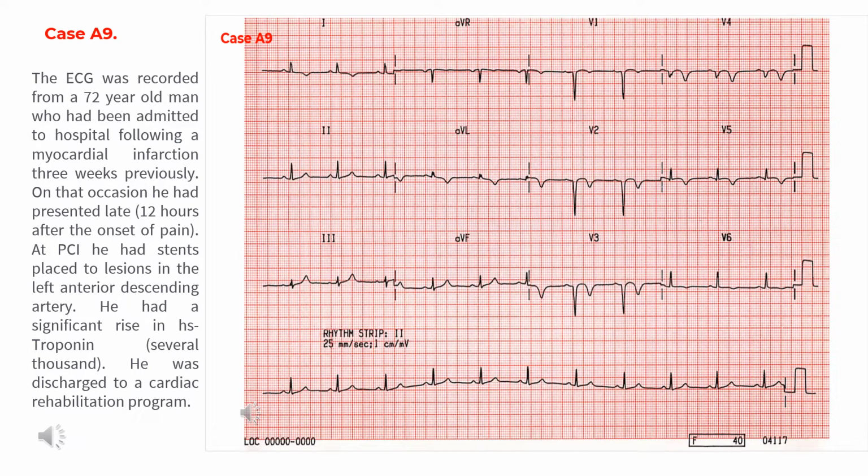Case 9-9. The ECG was recorded from a 72-year-old man who had been admitted to hospital following a myocardial infarction 3 weeks previously. On that occasion he had presented late, 12 hours after the onset of pain. At PCI, he had stents placed to lesions in the left anterior descending artery. He had a significant rise in HS troponin, several thousand. He was discharged to a cardiac rehabilitation program.